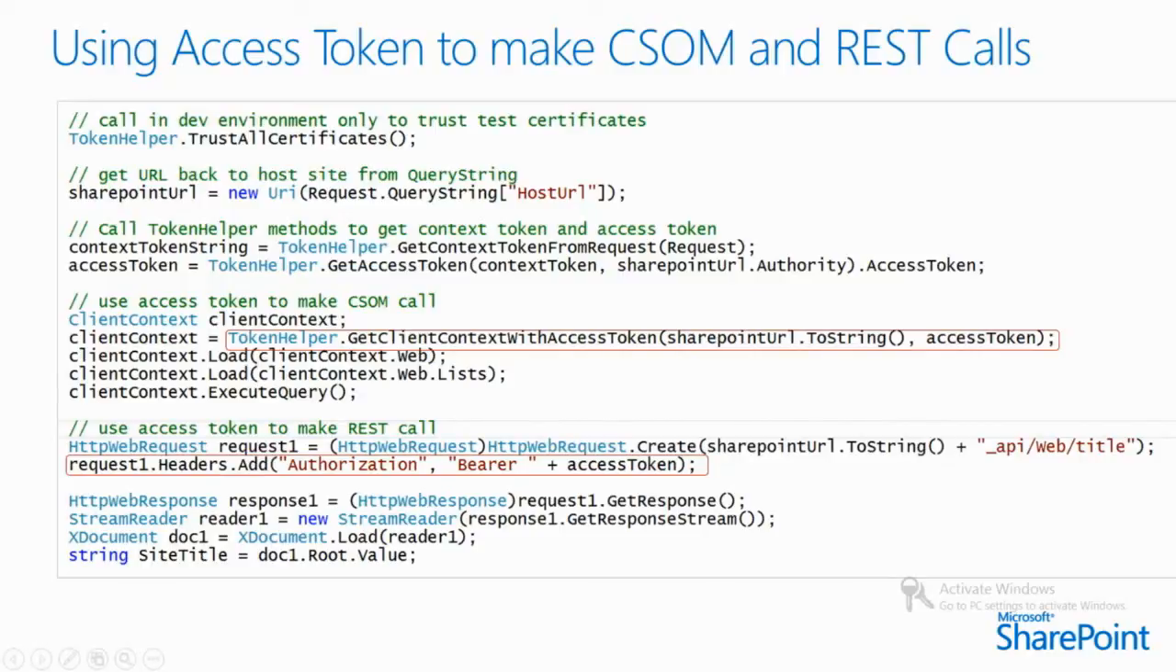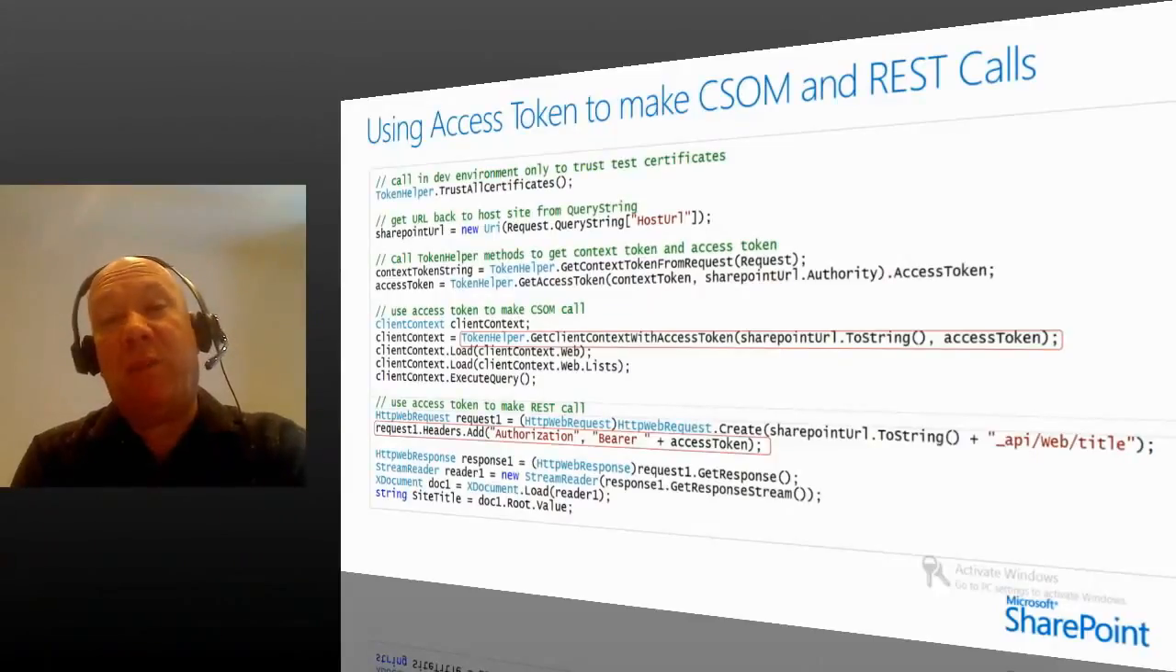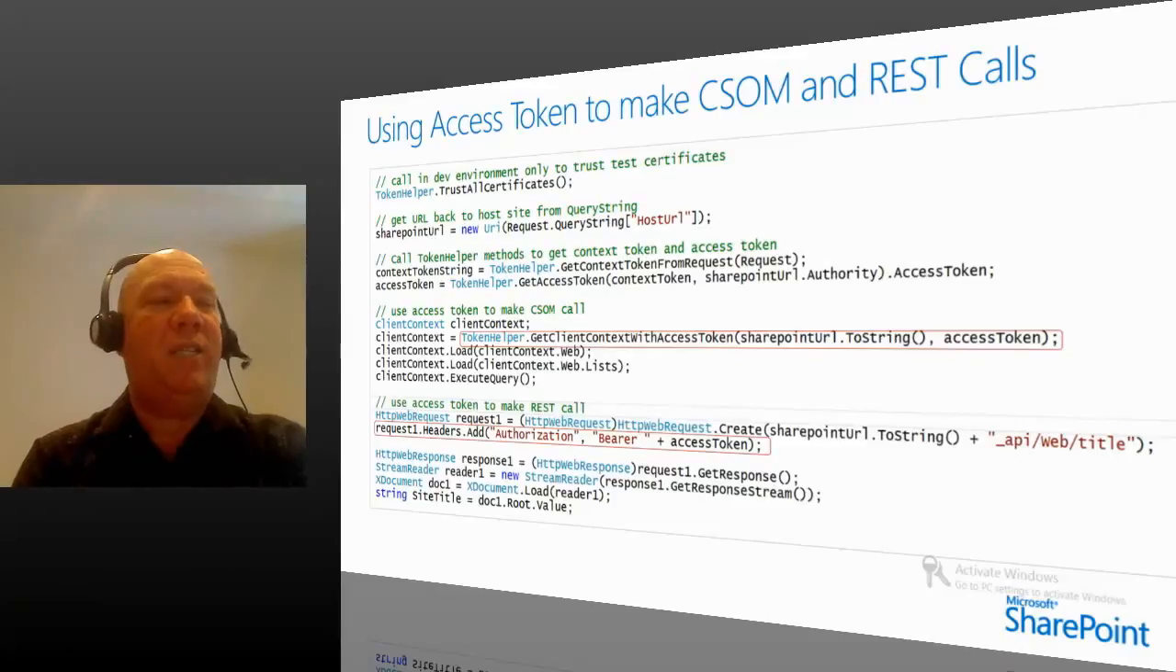And I'm going to use that a little bit later on when I get my client context. But I have TokenHelper.GetContextTokenFromRequest. One of the things about the way Microsoft has named their methods is that it's pretty obvious that that particular method is going to get the context token from the request. I love it when it's that simple.